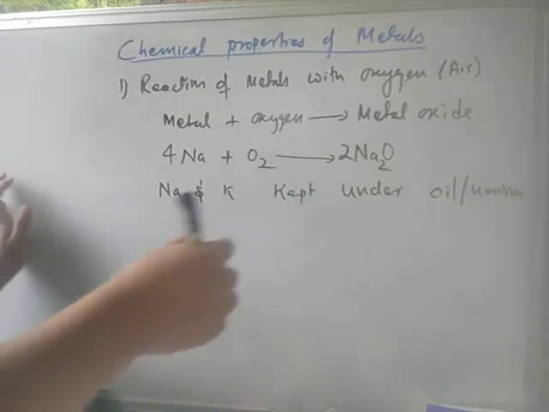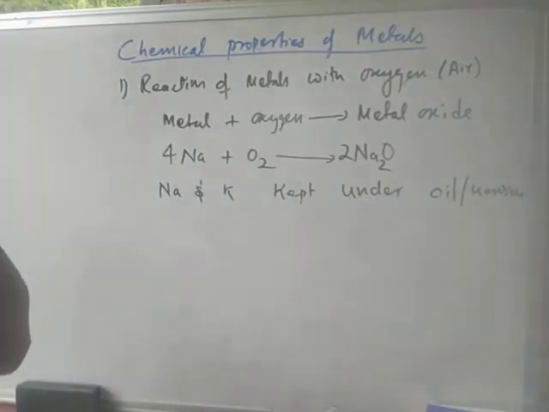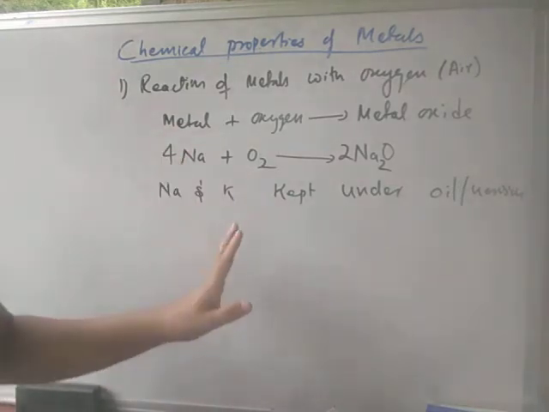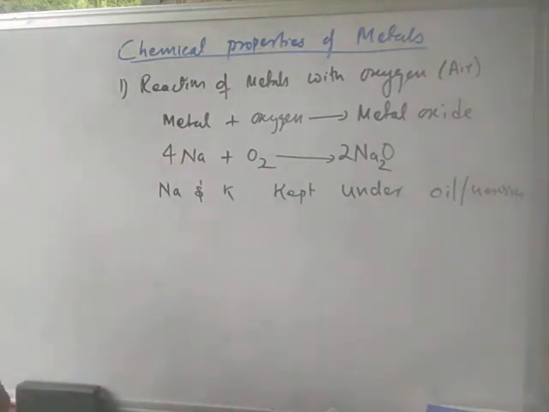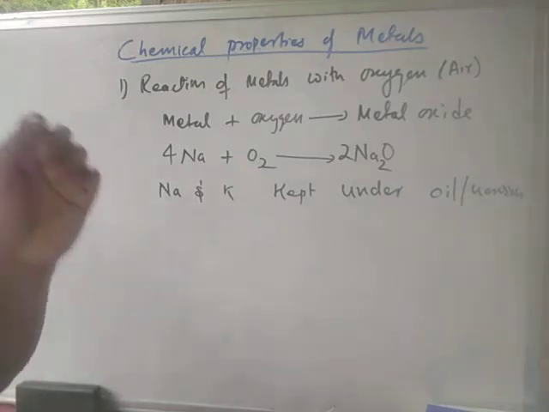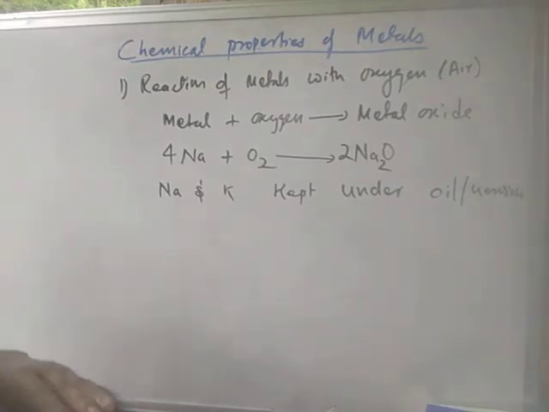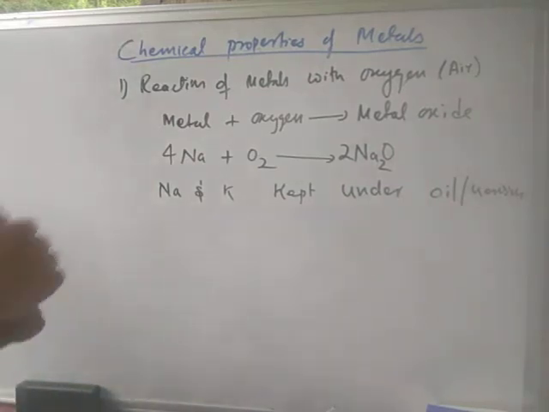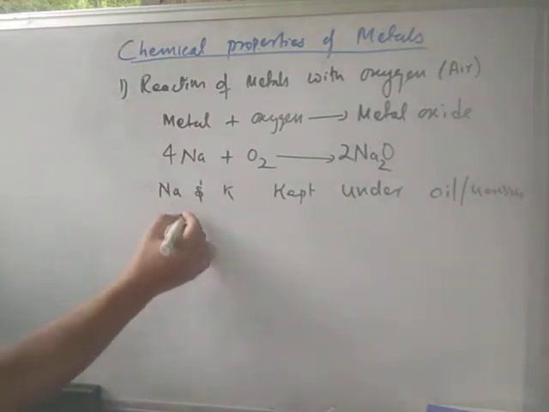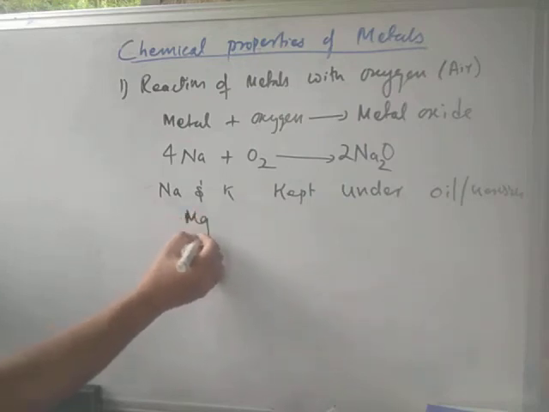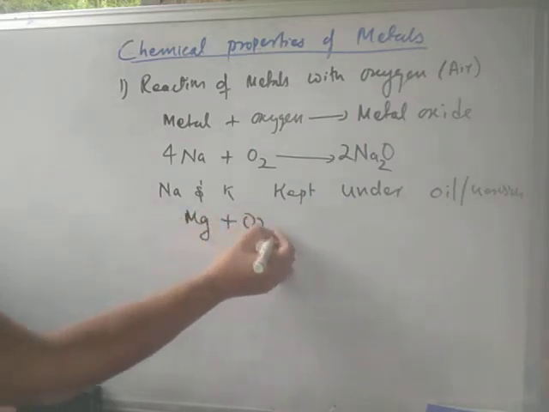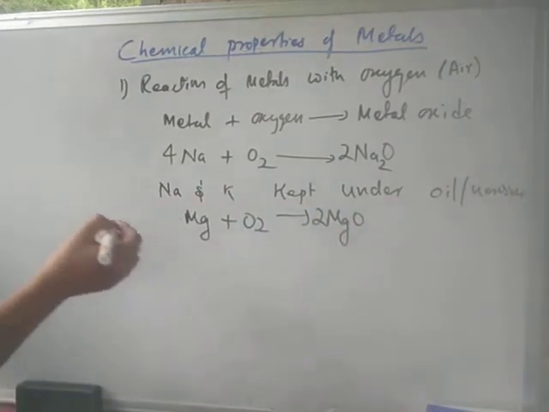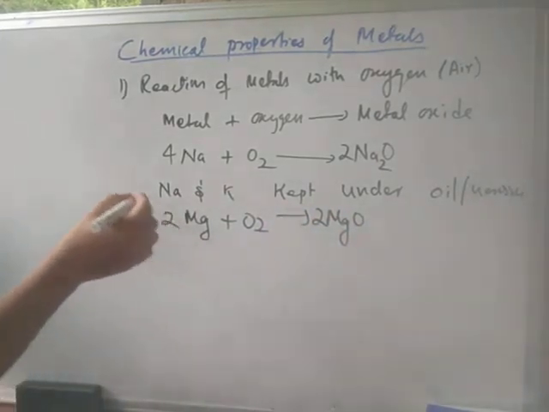Why? This is an exam question also. Because they are most reactive, they can react with oxygen very easily and start burning. That's why they are kept inside oil or kerosene. Next is magnesium. Magnesium reacts with oxygen and you get magnesium oxide. Clear?